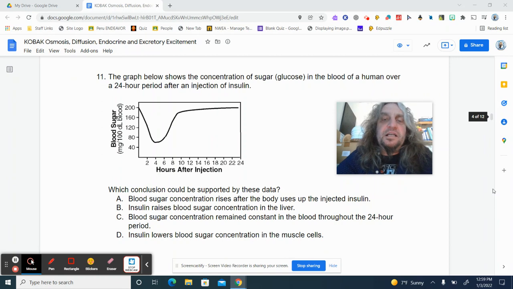The graph below shows the concentration of sugar, glucose, in the blood of a human over a 24-hour period after an injection of insulin. All right, so amount of blood sugar, hours after injection. Which conclusion can be supported by this data? A, blood sugar concentration rises after the body uses up the injected insulin. B, insulin raises the blood sugar concentration in the liver. C, blood sugar concentration remained constant in the blood throughout the 24-hour period. D, insulin lowers blood sugar concentration in muscle cells.